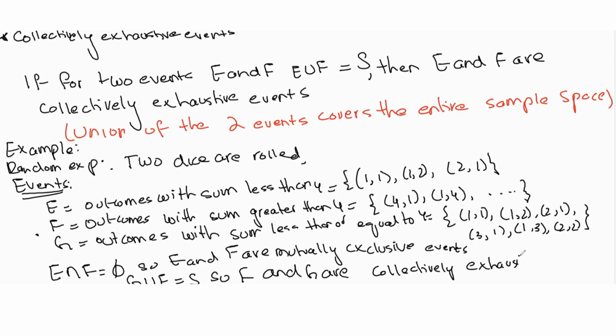But note, F and G are not mutually exclusive, because F and G do have outcomes in common, those that have a... oh no, sorry, never mind. In this case, obviously they don't. So F and G are mutually exclusive in this case because they don't share any common outcomes. This is all outcomes with sum greater than 4, and this is all outcomes with sum less than or equal to 4, so they can't share any common outcomes. So F and G are both mutually exclusive as well as collectively exhaustive. E and F are mutually exclusive, but they're not collectively exhaustive because you're not accounting for the sum being equal to 4.